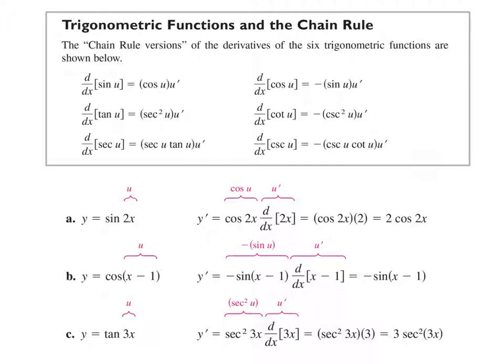This is the rule that you would use. You would make u your 2x, and then you would have cosine of 2x, which applies this rule here, cosine of u, and then you would multiply by whatever the derivative of u happens to be. And in this case, it's going to be 2. So the derivative of sine of 2x is going to be 2 cosine of 2x. And you can apply those rules for something like these two as well.